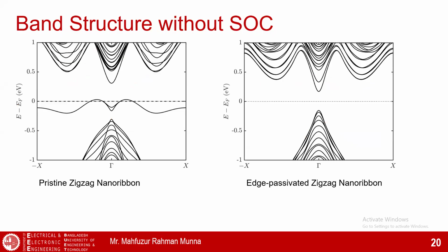The existence of trivial edge states can be shown by plotting the band structure of the pristine zigzag nanoribbon without SOC. So this is the band structure for the pristine zigzag nanoribbon without SOC. As you can see, without SOC there is a state around the Fermi level, and these edge states correspond to the dangling bond states. However, if we passivate the edges of the nanoribbon, those trivial edge states from dangling bonds vanish, and we can't see any edge states without spin orbit coupling for the case of a passivated zigzag nanoribbon.